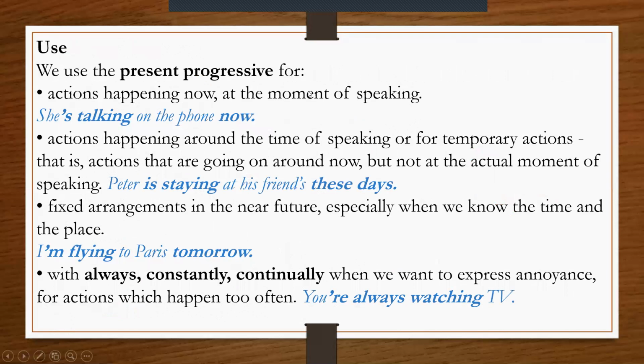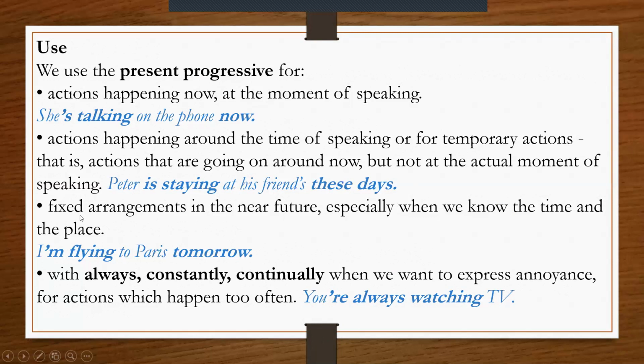We use the present progressive for actions happening now, at the moment of speaking. For example, she's talking on the phone now. For actions happening around the time of speaking, or for temporary actions, that is, actions that are going on around now, but not at the actual moment of speaking. For example, Peter is staying at his friend's these days.